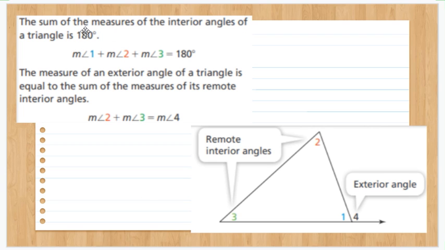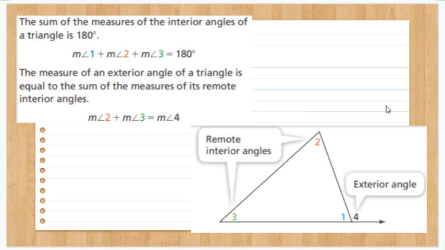All right, so one thing to remember is that the sum of the interior angles is 180. Anytime you add up all three angles inside a triangle, no matter the size, angle 1 plus angle 2 plus angle 3 is going to equal 180. So that's our basic triangle theorem, okay?